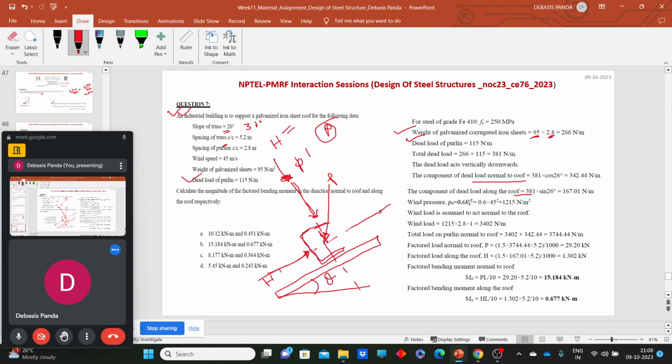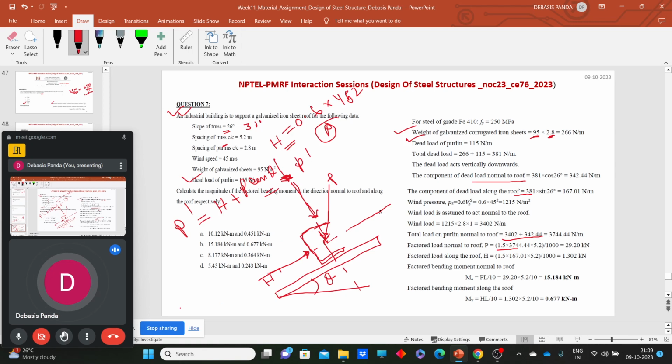The wind load. We can calculate it as the design wind speed is given as 45 meters per second, so this will be nothing but 0.6 multiplied by 45 square. This will be H. So what will be the total perpendicular component? P dash will be nothing but H plus P cos theta. So here you can see the value, the normal load to the purlin. Then we need to factor it with 1.5.